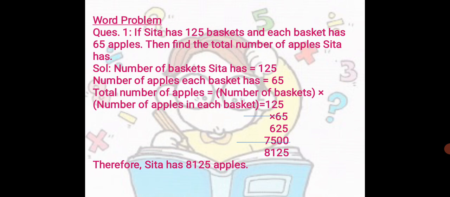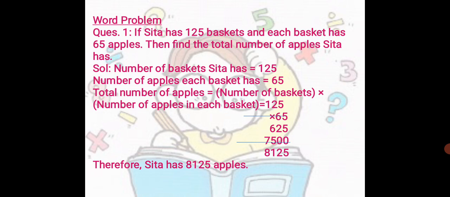And at last, before winding up the session, children, I will discuss with you one word problem which we will also solve in our exercises. What is the word problem here? If Sita has 125 baskets and each basket has 65 apples. So Sita is a girl. She has 125 baskets, and each basket contains 65 apples. Then find the total number of apples Sita has.